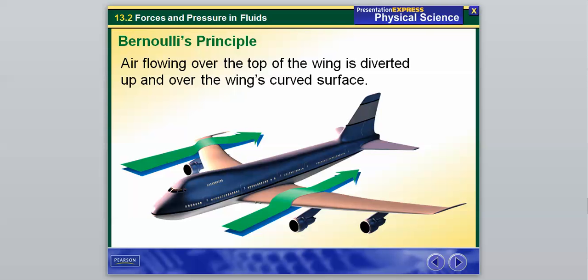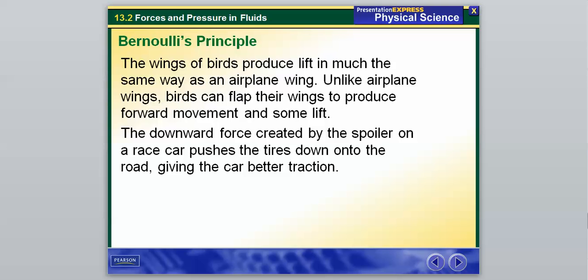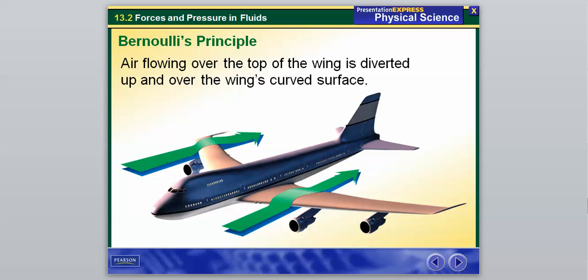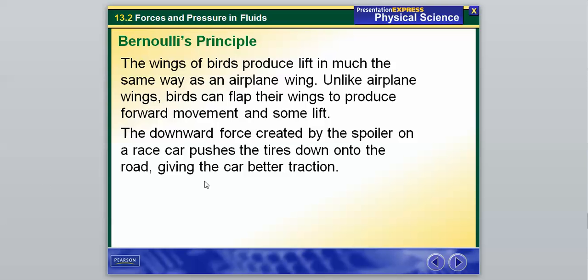So again, right here, air flowing over the top of the wing is diverted up over the wing's curved surface. Airplane wings are curved in order to maximize Bernoulli's principle, to get the faster air moving over the top and create lift underneath the wings. And then birds do the same thing as an airplane does, but birds can flap their wings to produce the forward movement and some lift, whereas the forward movement and lift is motorized for the airplane. And then a downward force created by the spoiler of a race car pushes the tire down onto the road, giving the car better traction. So again, a lot of real-life examples here with Bernoulli's principle and pressure.